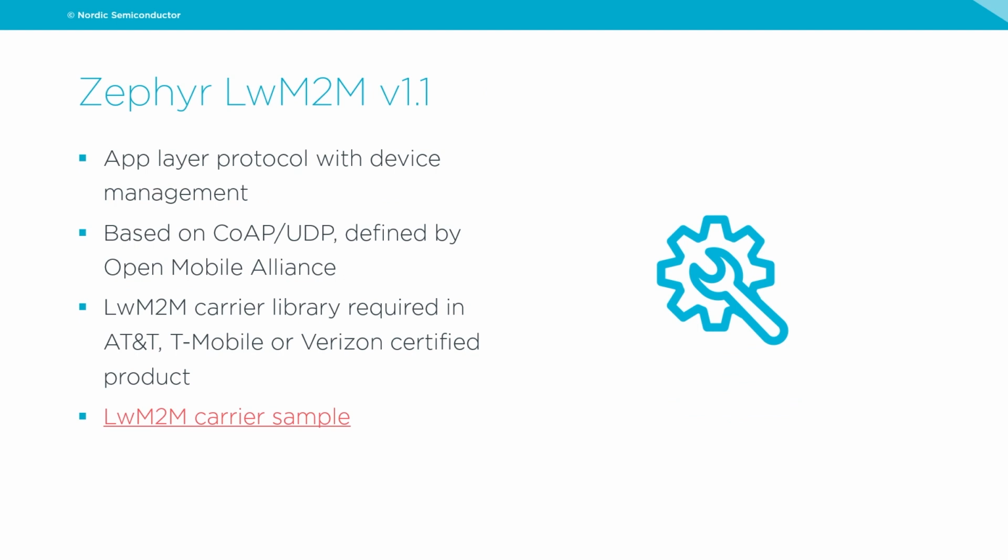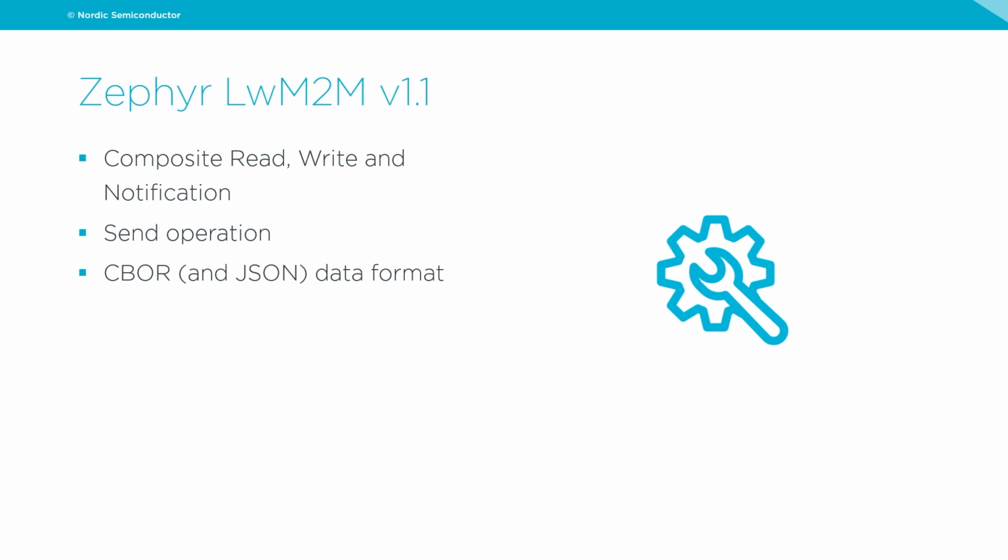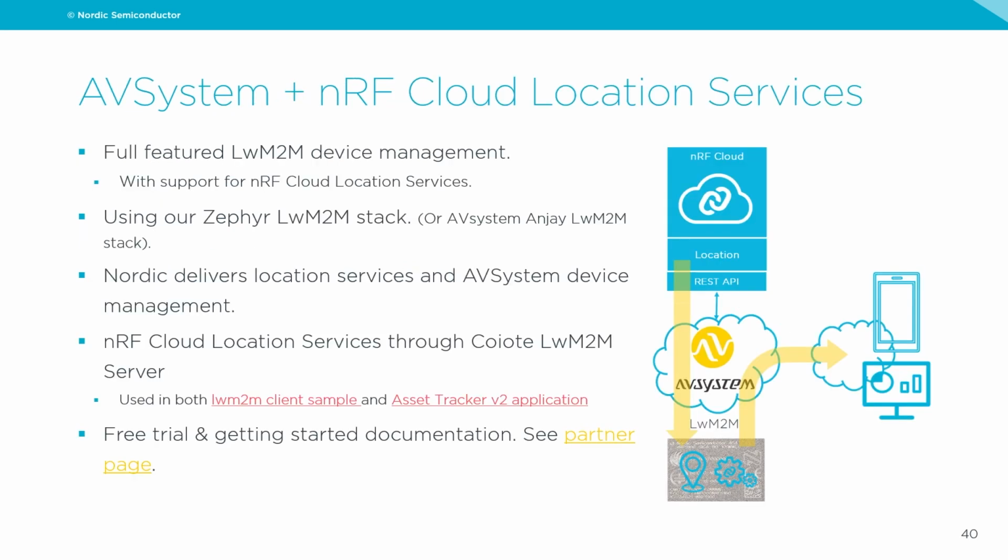For Zephyr lightweight machine-to-machine version 1.1. So just a quick intro to lightweight machine-to-machine. It is an app layer protocol with device management focus. It is based on CoAP UDP and defined by the Open Mobile Alliance. Like I already said, lightweight machine-to-machine carrier library is required by some network operators, and we do have a lightweight machine-to-machine carrier sample in our SDK. So this new version does add composite read, write, and notification. It also has send operation, and we have the CBOR and JSON data formats added.